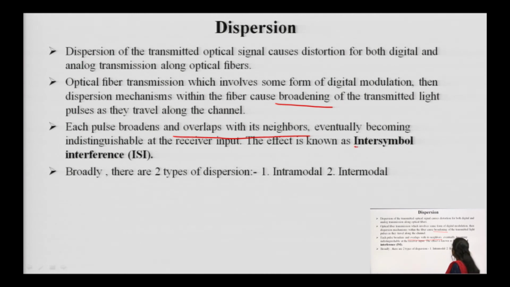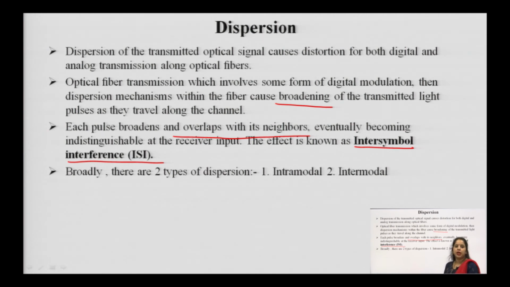This effect is known as inter-symbol interference, or ISI. This is a very important term, and you have to always remember what is meant by ISI. In that case, you have to write: during the dispersion process each pulse broadens and overlaps with its neighbors, so that at the receiver end input it becomes very difficult to distinguish between the two adjacent signals, and this is known as inter-symbol interference, or ISI.